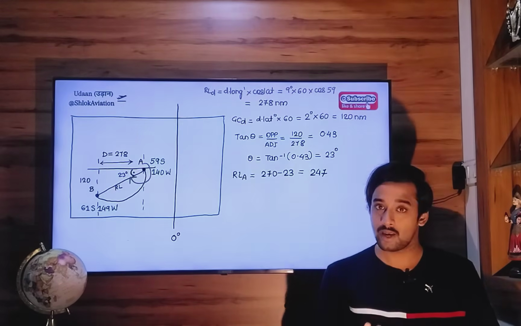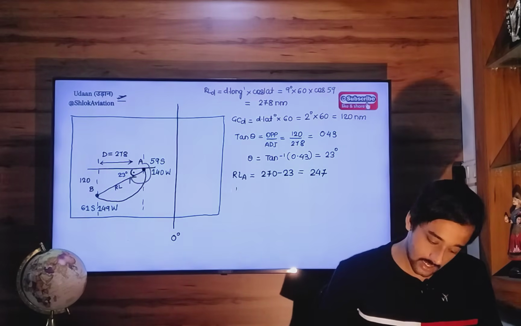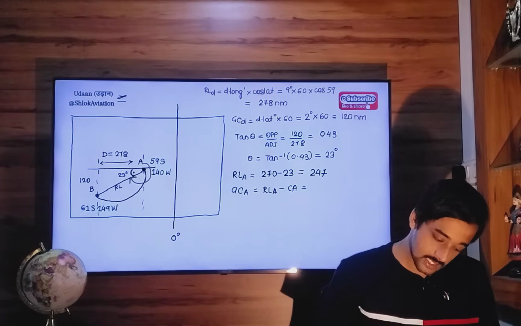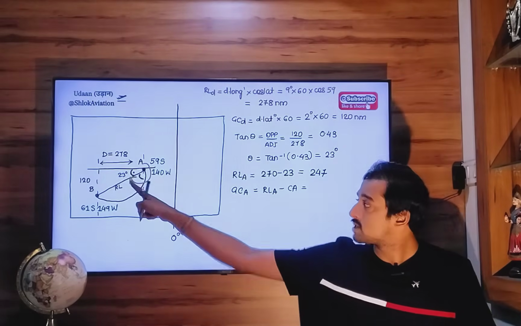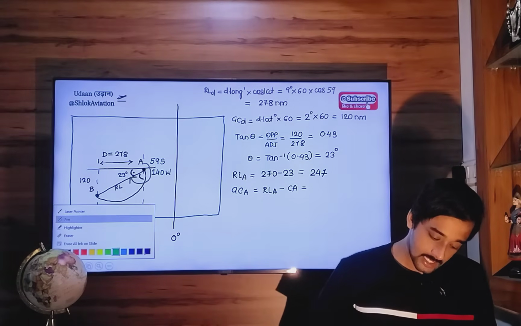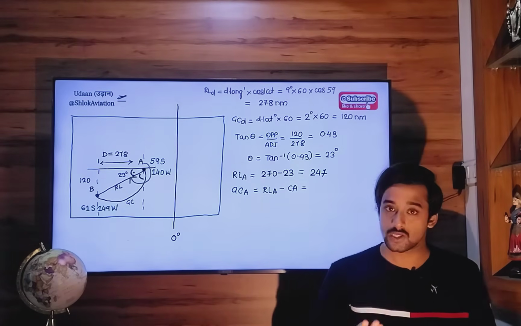Okay, now that you know the rhumb line track, we can calculate the great circle track. Great circle track at A is again rhumb line track at A minus convergence angle. This is the convergency angle between them. This is your rhumb track. This is your great circle track. So great circle is below the rhumb track. That's why you have to subtract it.